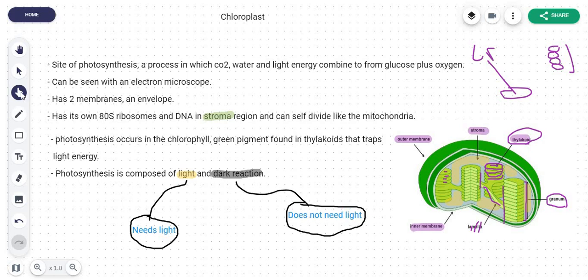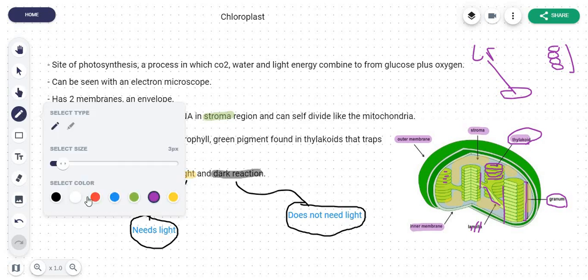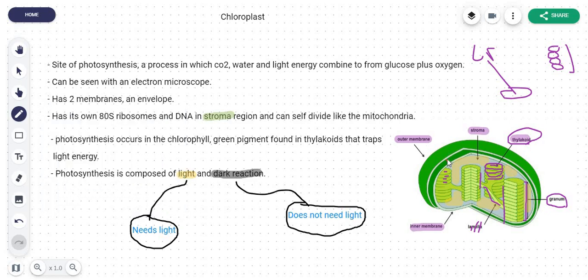Before we move on any further, there's another detail I forgot to tell you guys. Just like the mitochondria, the space between the outer membrane and the inner membrane is referred to as the intermembrane space. Here you go, this is the intermembrane space, the space between the inner membrane and the outer membrane. Simple as that, nothing more complex.